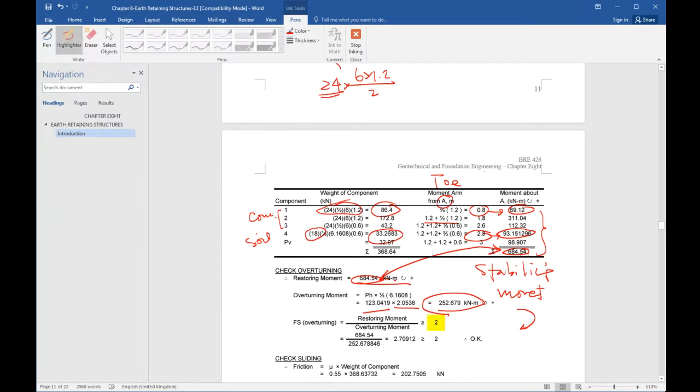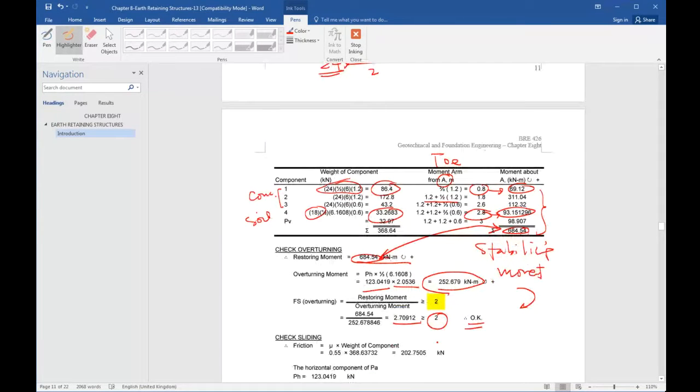So the restoring moment is bigger than the overturning moment. It gives you this ratio. So it's greater than 2, and that's okay. So we have checked the overturning moment. Check the overturning stability.